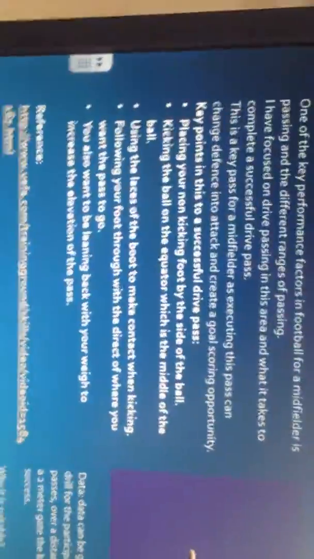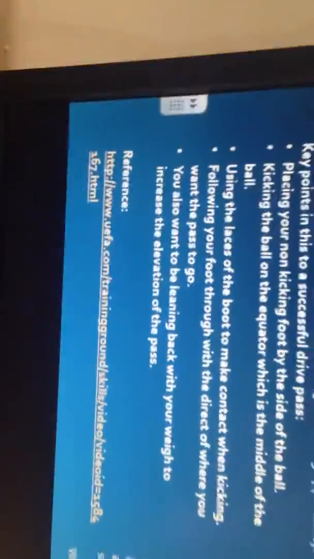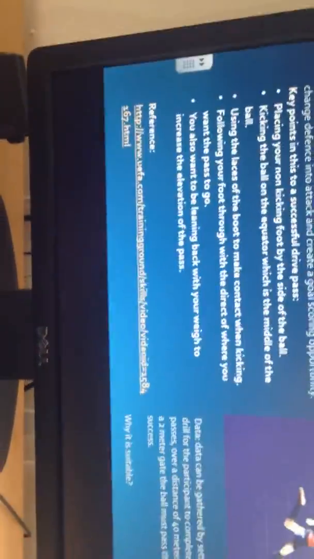Basically, all this information I have got from this, and the technique, and the reason why I've said that it changes from defence into attack, is because I've got this from an authoritative source, as you can see, from UEFA.com. So this is from UEFA, which is actually the European governing body for football, where they have done a video on the drive pass, and players such as Beckham and others have made these sort of passes in a game, which have led to goal scoring opportunities or goals being scored.